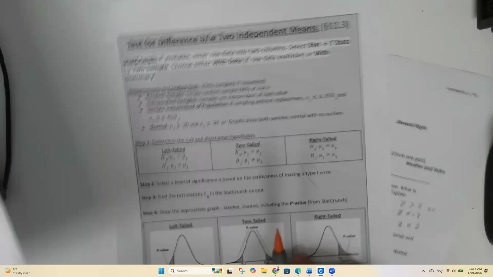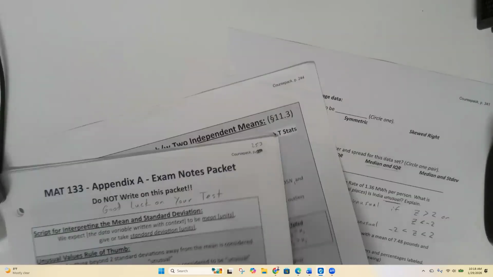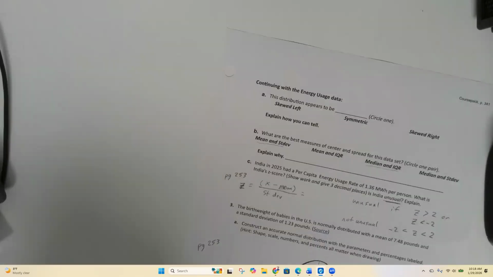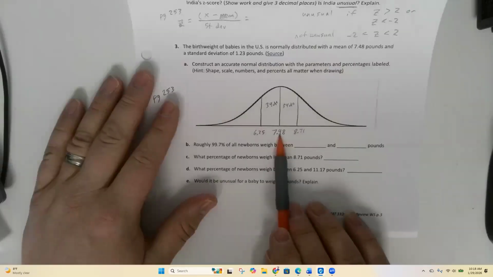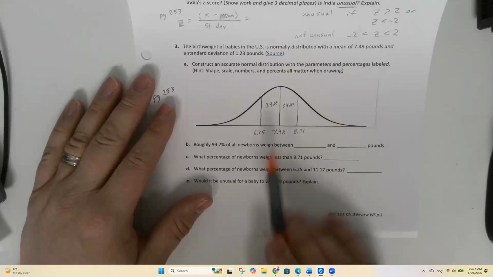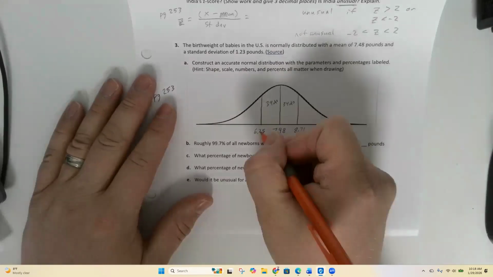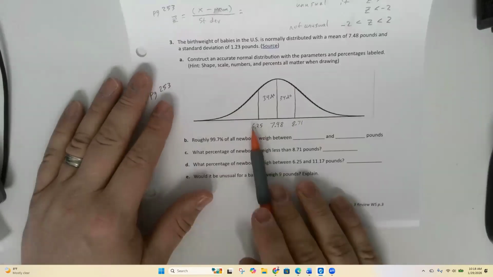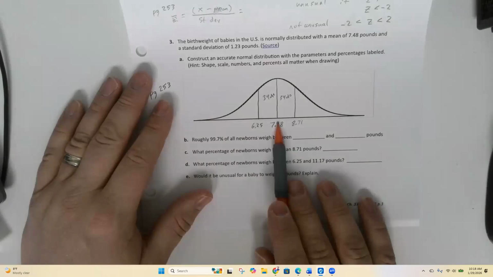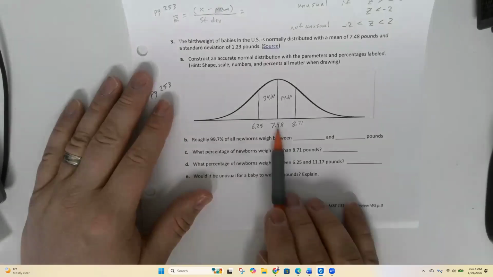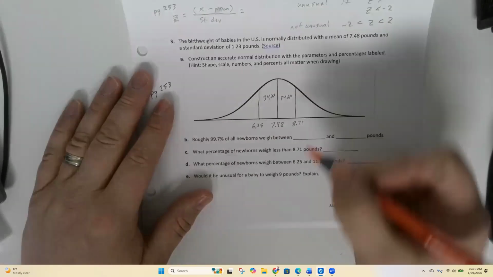When we talk about z-scores, that's what we are talking about, is how many standard deviations you are away from the middle, okay? So if I had a baby that weighed 6.25 pounds, that would be exactly 1 standard deviation away from a normal average, okay? And you're going to keep going.